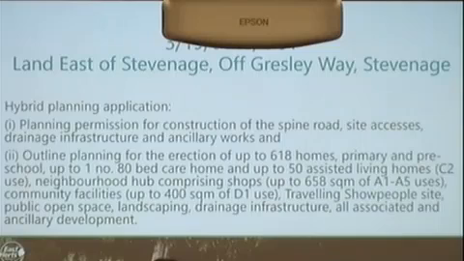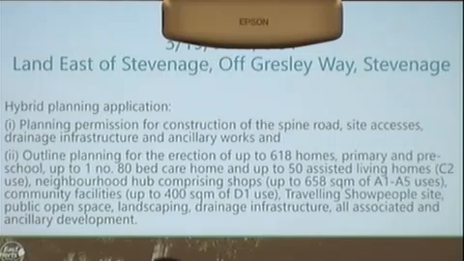up to 658 square metres of A1 to A5 uses, community facilities, up to 400 square metres of D1 use, travelling show people site, public open space, landscaping, drainage, infrastructure, all associated and ancillary development at land east of Stevenage off Gresley Way, Stevenage. And this is generally known as the East of Stevenage application. And the papers for this commence at page 23 of the pack.